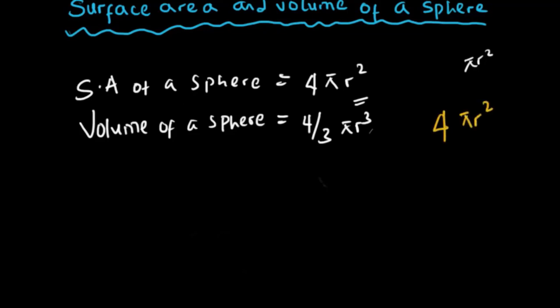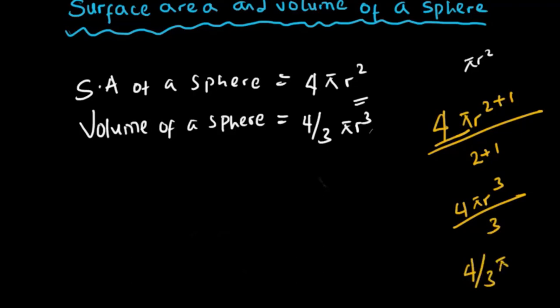Now, do you know how to integrate? First thing, 4 pi is a constant, so you don't touch it. So how can we integrate r square? All I need to do is to add 1 to the power and then divide by 2 plus 1. Does that make sense? So basically we're having 4 pi r, 2 plus 1 is 3, all over 2 plus 1 is 3. And that is how we come across 4/3 pi r cube. Can you see? So if you integrate the surface area of a sphere, you get the volume of a sphere.